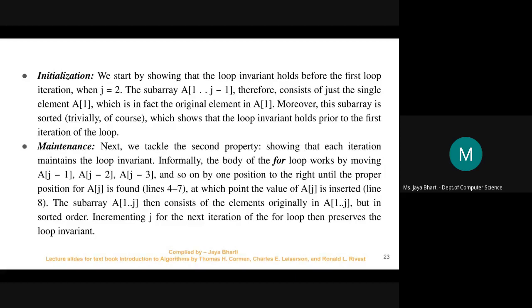Okay, so it is saying ki which is in fact the original element in A1, and moreover this subarray is sorted trivially because there is no other elements, which shows that the loop invariant holds prior to the first iteration of the loop.